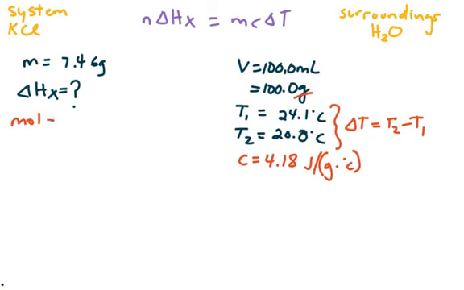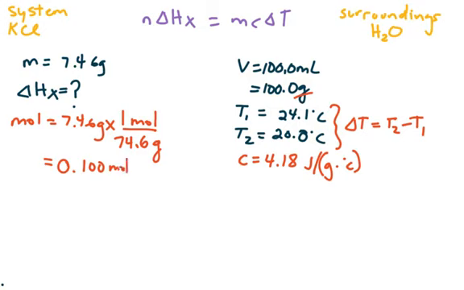And then moles, I've got 7.46 grams times... Again, I'm looking for moles, so moles will go on top, molar mass will go on the bottom. I'm going to pause and work out my molar mass right now. So for moles, my molar mass was 74.6, so I'm getting 0.100 moles.